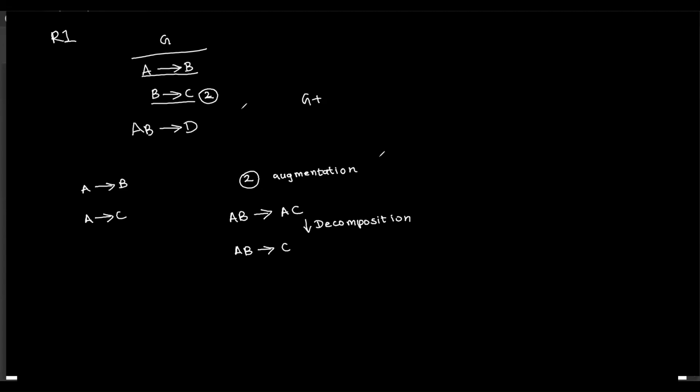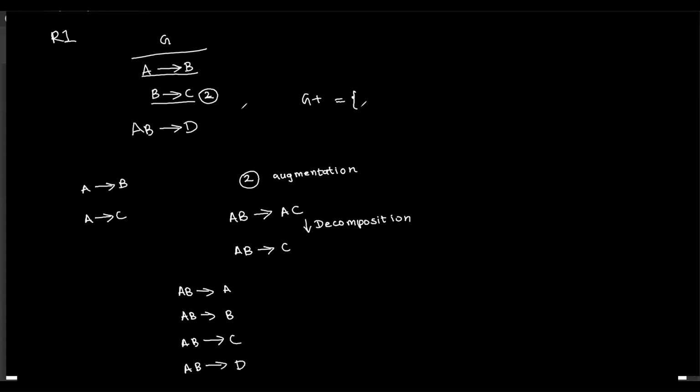So finally, I have AB obviously functionally determines A. I know AB functionally determines B also. This is reflexivity. They are not very hard. AB functionally determines C is also there. AB functionally determines D is also there.